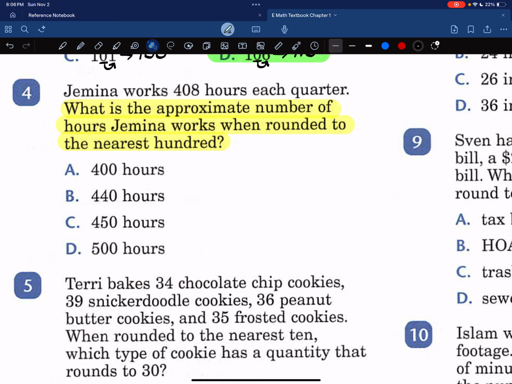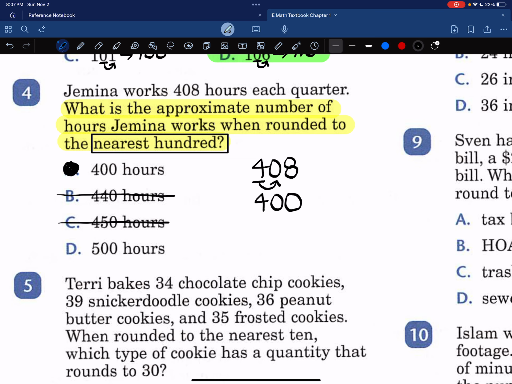So the key phrase that I want is nearest hundred. And I will take the number we're given, that's 408. I'll underline the hundreds place and look at the neighbor. Neighbor says don't change. So the 4 stays and the neighbors round off. So she is closer to 400 hours than to 500 hours. We could eliminate B and C because they're not rounded to the hundreds place.